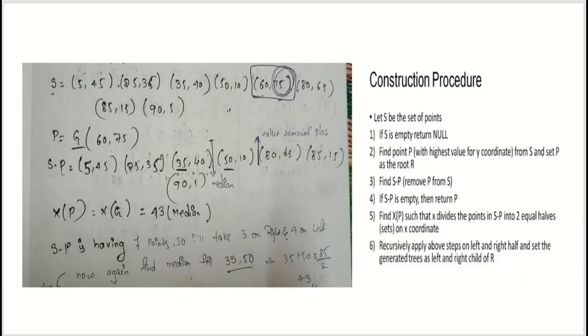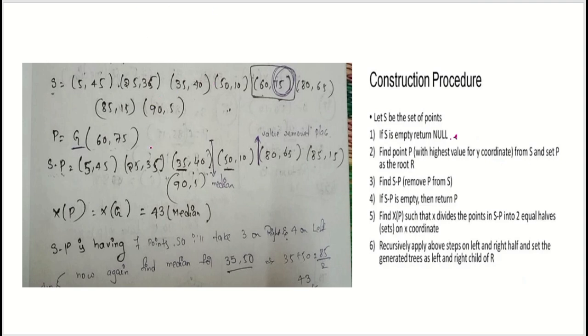Next step is the construction of the priority search tree. So I have represented, that means I have listed all the S points in sorted order. After sorting, just check the first step. If S is empty, return null. See, we have all the values in S, so our S is not empty. So the first step is false. Next, I am going to the second step. Find P with the highest y coordinate value from S.